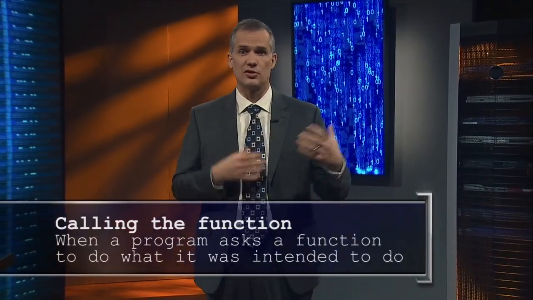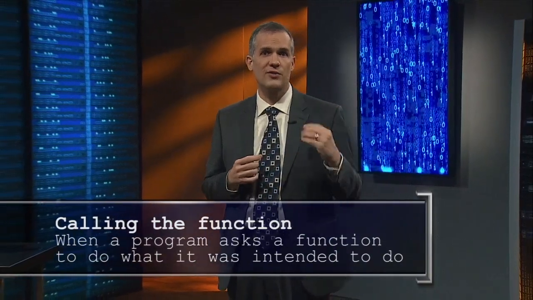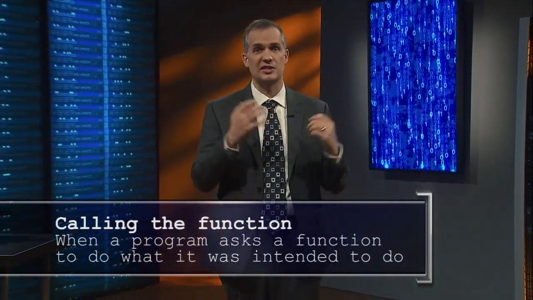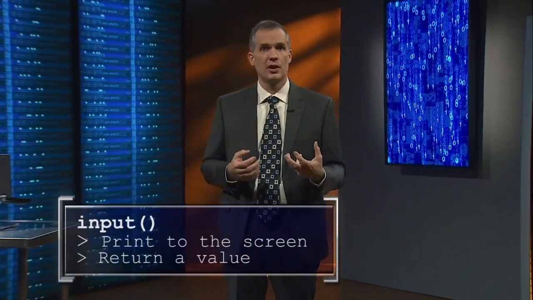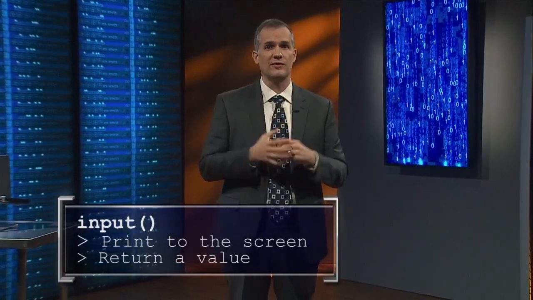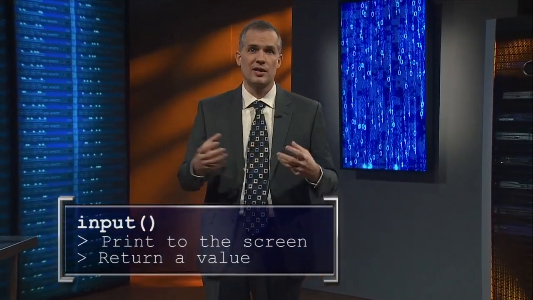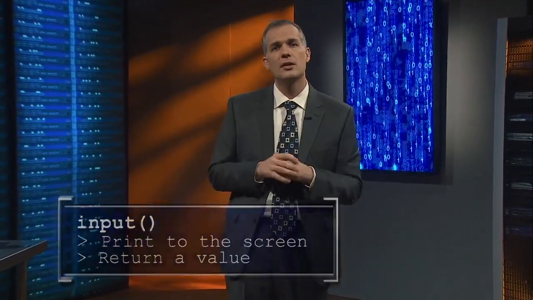Now, some functions, like the print function, just do something. When a program asks a function to do its thing, the term we use is calling the function. When you call the function, something happens, like text getting printed to the screen. Other functions, like the input function, not only perform some action, like printing to the screen, they also return a value. For the input function, the function returns a string. That's whatever the person typed in. This return value can get assigned to a variable or whatever else is needed.